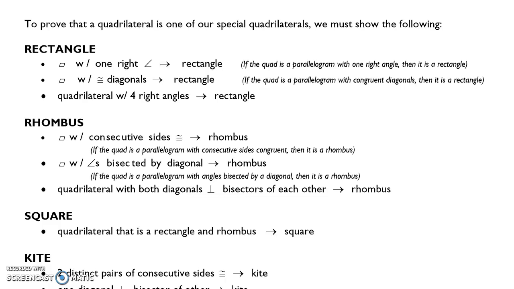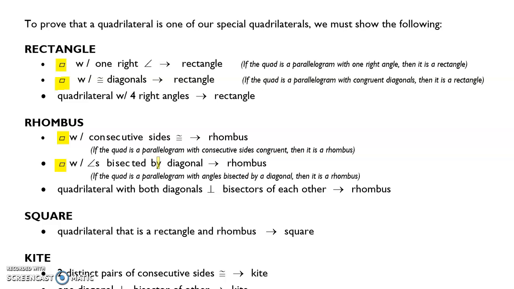Now, taking these properties and going beyond a parallelogram in a proof. The key is, if it's a rectangle or a rhombus or a square that we're trying to prove, one option is to first prove that it's a parallelogram. And then that it has one of our special properties. So if it's a parallelogram with one right angle, it's a rectangle. If it's a parallelogram with congruent diagonals, it's a rectangle. If it's a parallelogram with consecutive sides congruent, it's a rhombus. Or a parallelogram with angles that are bisected by your diagonal, it's a rhombus.